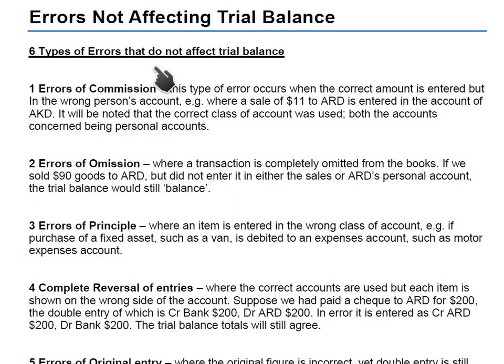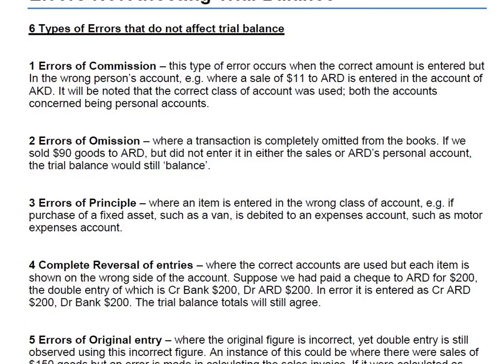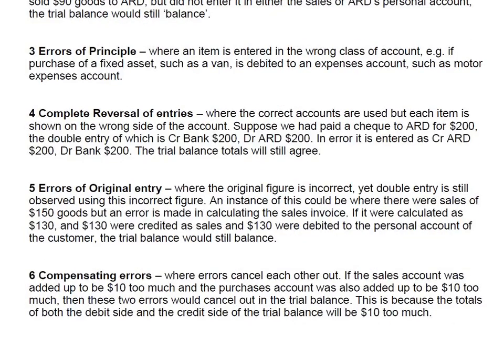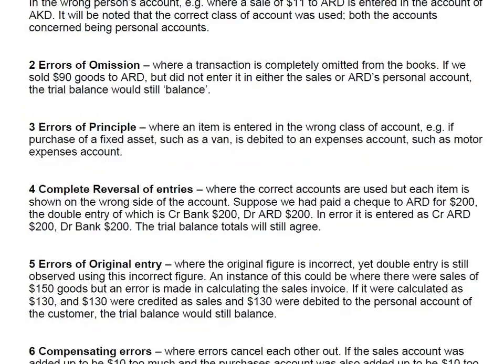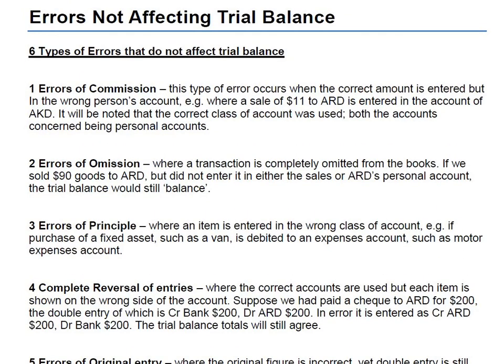So how do we need to do this? First, we need to understand the types of errors. The 6 errors are named as error of commission, error of omission, error of principle, error of reversal, error of original entry, and finally compensating errors. In order to remember these 6 types of errors, I have made a mnemonic, and the mnemonic is COP ROC.